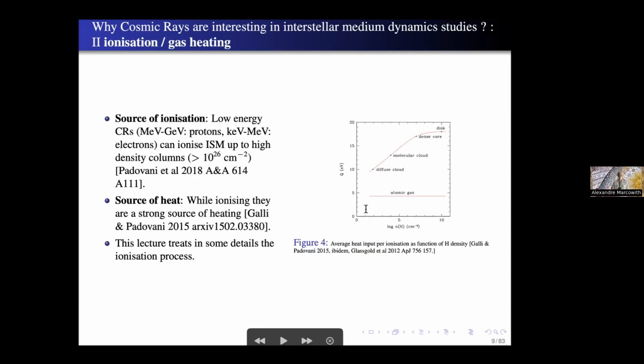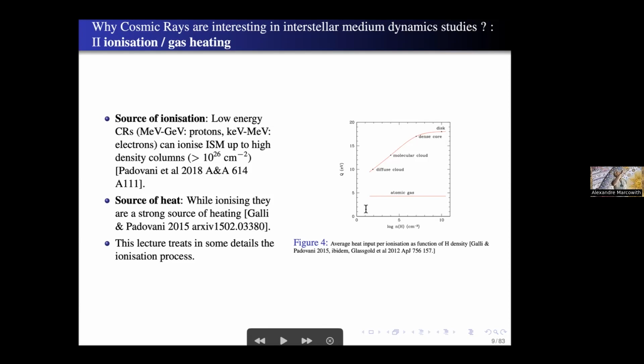Another aspect is ionization and gas heating. These address mostly low energy cosmic rays because the ionization cross-section has a peak around MeV for protons, or let's say a few hundreds of electron volts for electrons. And cosmic rays are interesting for ionization because they can penetrate at high column density where the radiation cannot go. In that case, they can produce some minimum level of ionization at high column density, and then help to couple magnetic field and gas.